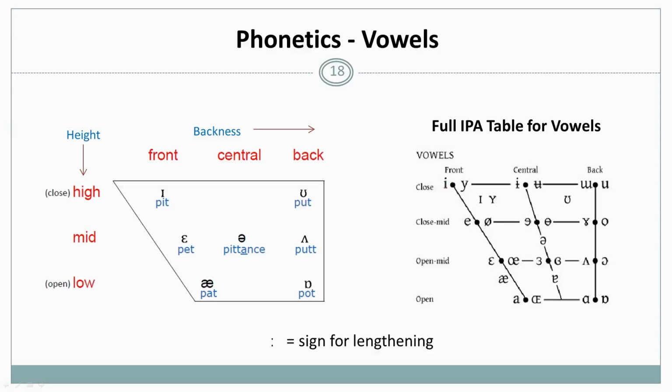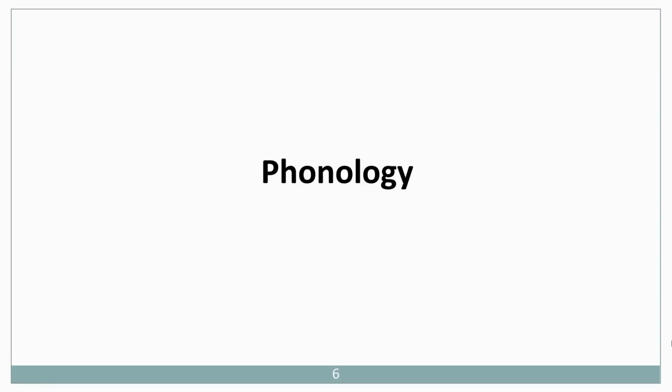And finally, we have this sign for vowels that kind of looks like a colon. This is the sign for lengthening of a vowel. So this can be very important to even distinguish two words. As in English, we have the two different words fit and feed that only differ in that the E sound is lengthened. Okay, so let's move on to phonology.